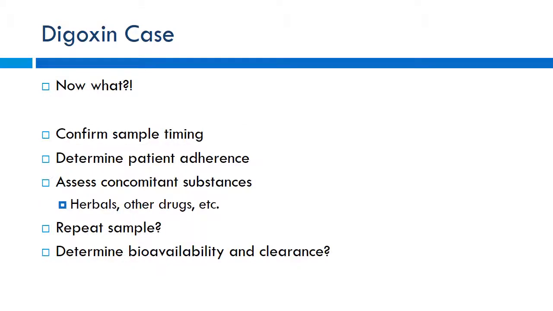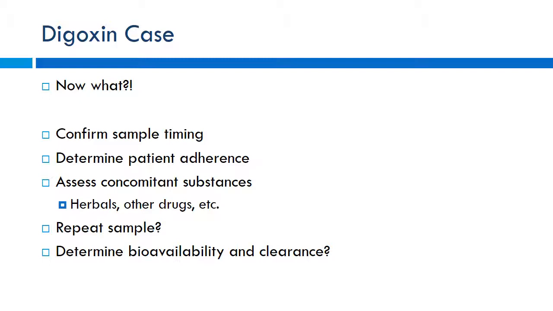So now what do we want to do? Okay, we want to confirm our sample timing, make sure that we know what time the level was taken, and determine the patient adherence. Hopefully she's telling us the truth. Usually with digoxin, I don't imagine she'd be lying to us unless she was taking it less frequently and didn't want to own up to it. Sometimes patients are pretty cheap and they'll be like, I can't really afford this every month. I can do it every other month. Let me just take one every other day. Maybe that'll work, right?